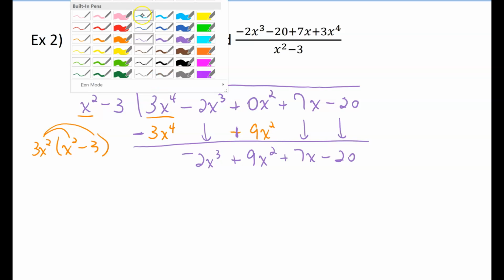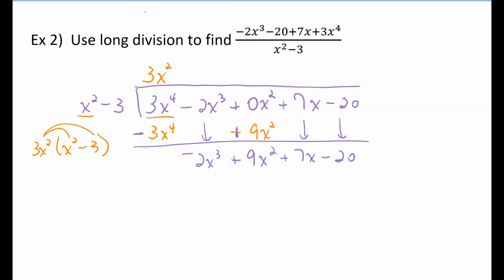And we start the process again. What should I be looking for this time? 2x cubed. Not just 2x cubed, but what's in front of the 2x cubed? Negative. Okay, we want to make sure that we match up our signs. So x squared into negative 2x cubed will be negative 2x.